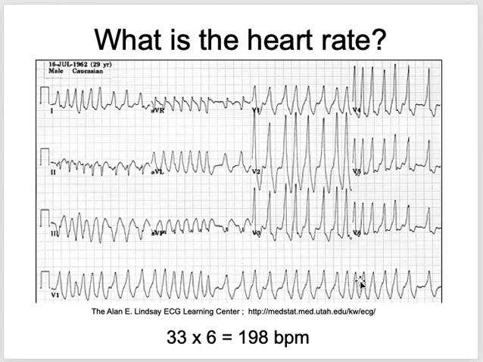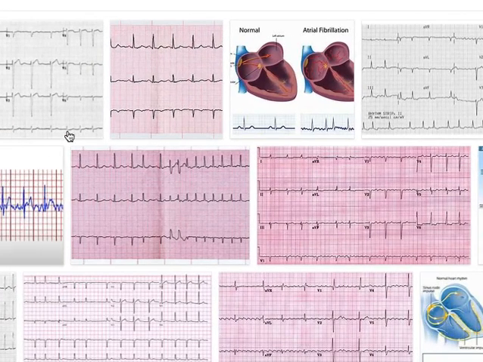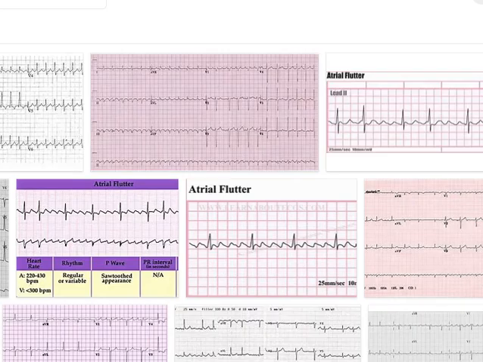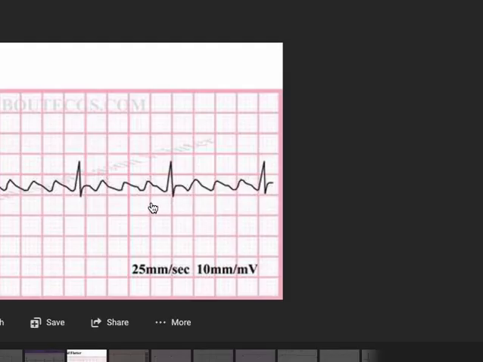And in this one, you cannot appreciate any P wave. So when no P waves are visible, of course the patient is not in sinus rhythm, right? So this is what happens in atrial fibrillation. There is one more condition called atrial flutter. It looks like this. This condition is similar to atrial fibrillation in many ways.